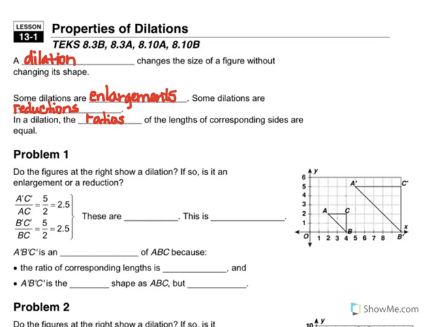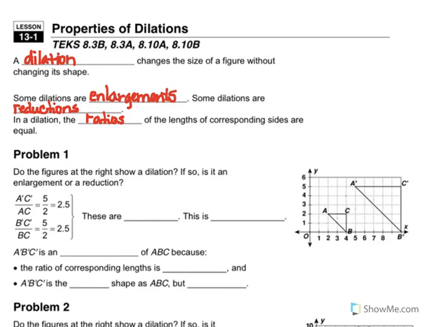Some dilations are enlargements, which means that they get bigger, similar to when you go get your eyes dilated before having your eyes checked. It makes your pupils larger. So some dilations are enlargements and some dilations are reductions, which means that they get smaller.